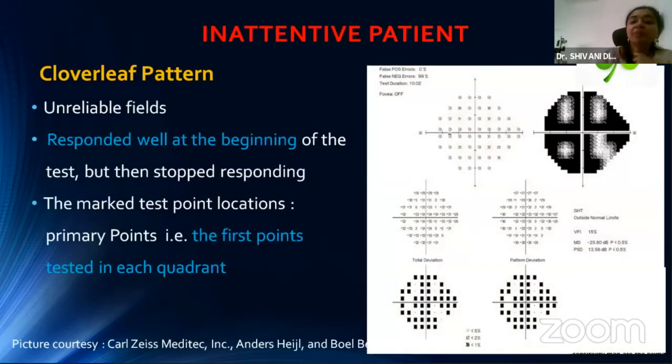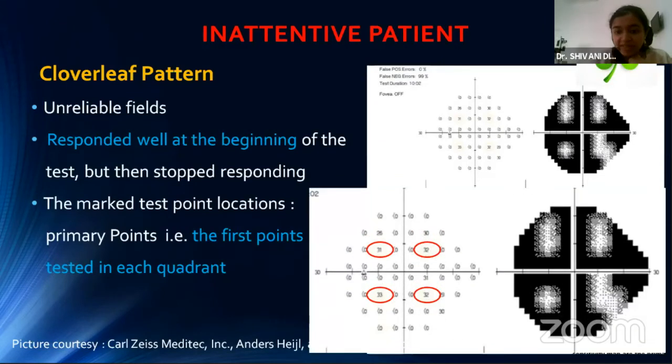So when the patient becomes inattentive during the test, what we get is a cloverleaf pattern. These are unreliable fields. Here the patient responds well at the beginning of the test. As you can see in these raw values, these encircled points are the primary points, which were the first points to be tested in each quadrant. And we have received good retinal sensitivity values, but then later the patient stopped responding.